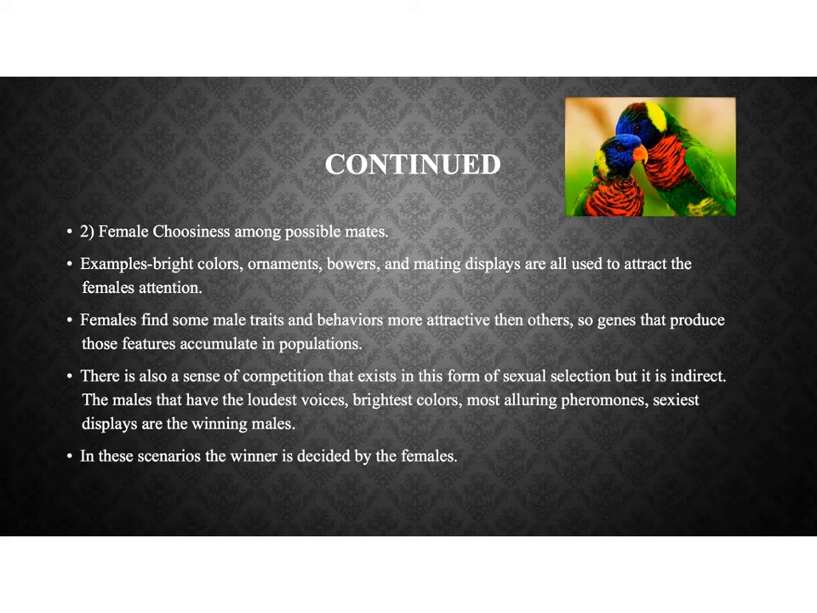Examples: bright colors, ornaments, bowers, and mating displays are all used to attract the female's attention. Females find some male traits and behaviors more attractive than others, so genes that produce those features accumulate in populations. There is also a sense of competition that exists in this form of sexual selection, but it is indirect. The males that have the loudest voices, brightest colors, most alluring pheromones, and sexiest displays are the winning males. In these scenarios, the winner is decided by the females.